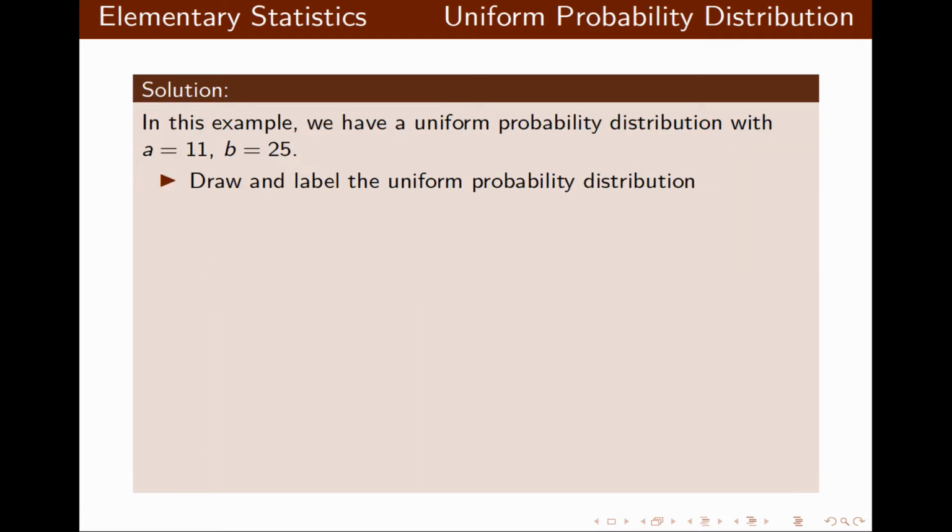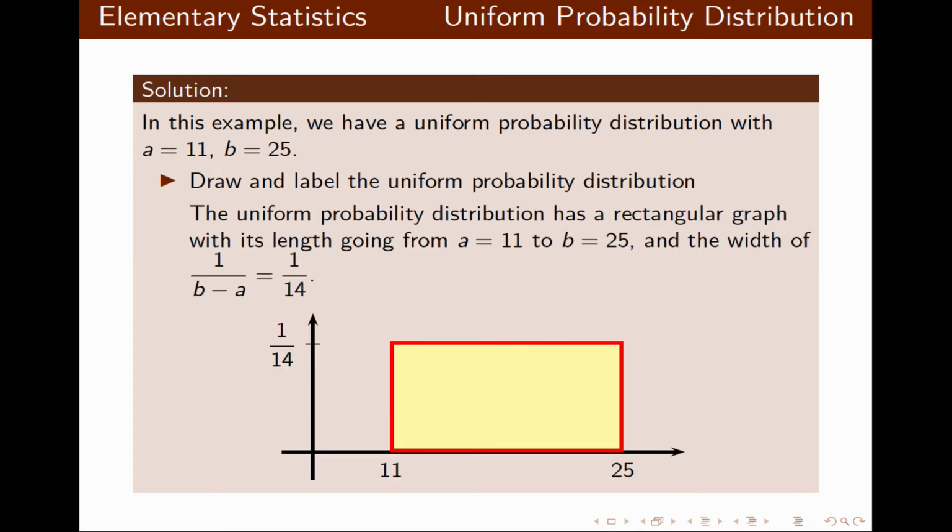So once again, we have a uniform probability distribution with A equal to 11 and B equal to 25. So the graph will be a rectangular graph. This time it goes from 11 to 25. And the width of this rectangle is 1 over 14.